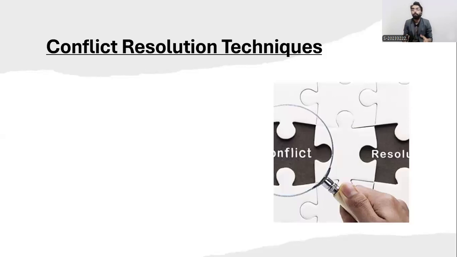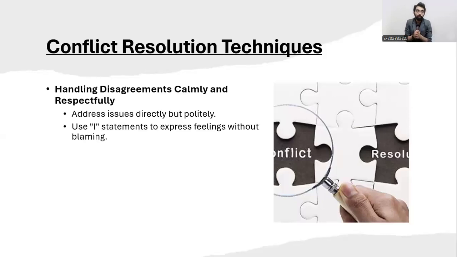Now, there are some days when there has to be some conflicts. Two parties reach a point that they cannot move any further, they cannot move back. So there's a conflict. You have to know how to handle them. So what should you do to resolve the conflicts, or the conflict resolution techniques? First of all, handle the disagreements calmly and respectfully. You should be the one that is addressing the issues directly. Remember one thing, you are against the issue, you are not against the person.